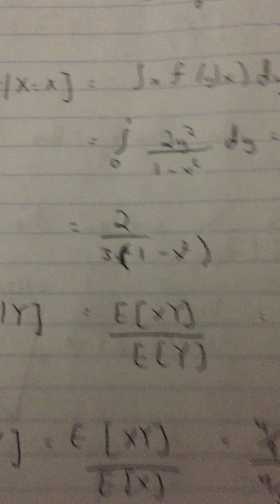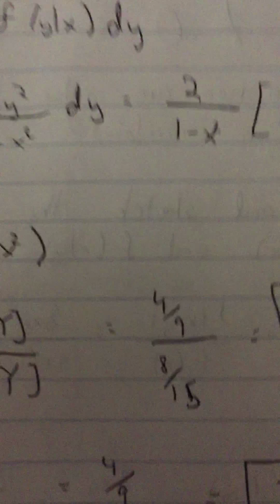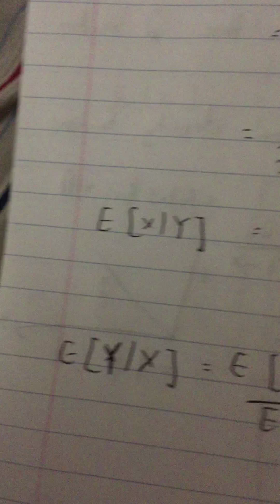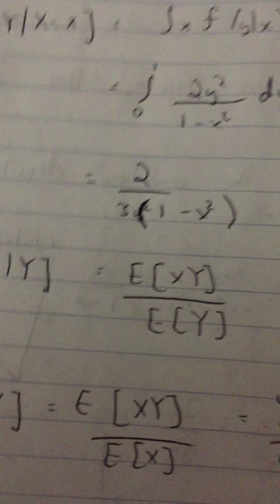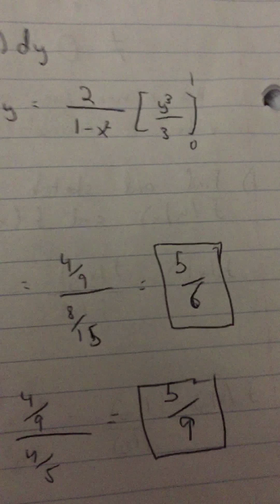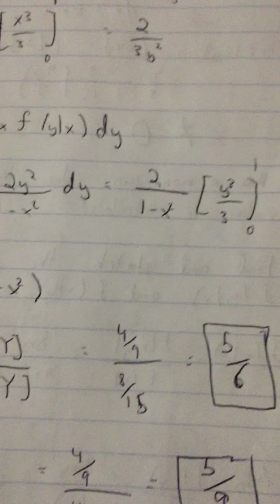The expected value of X given Y is just the expected value of XY over the expected value of Y. So you just plug in and you get 5 over 6. Similarly, for the expected value of Y given X, the denominator is now the expected value of X. Plug in, you get 5/9 right here. So yes, this concludes question number 1. Thank you for watching.